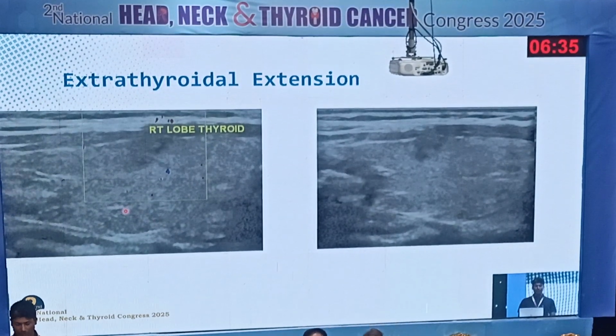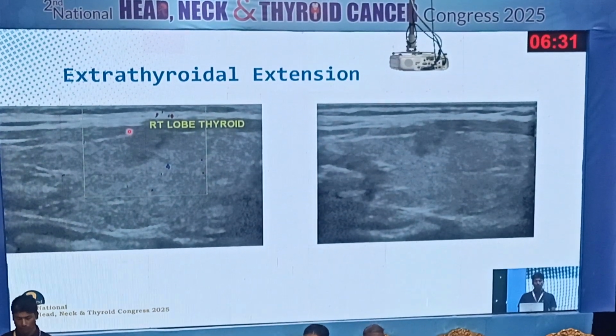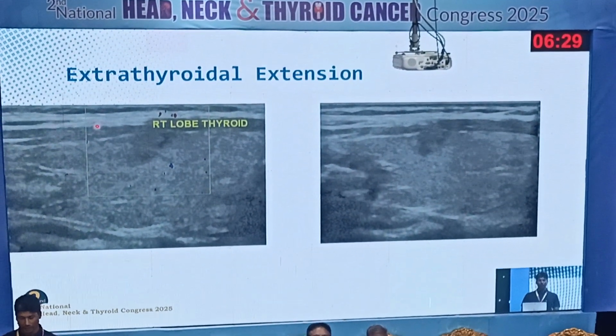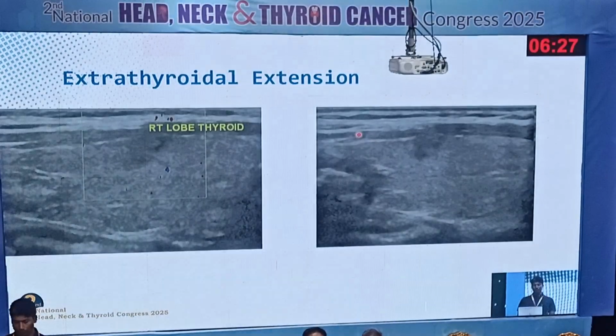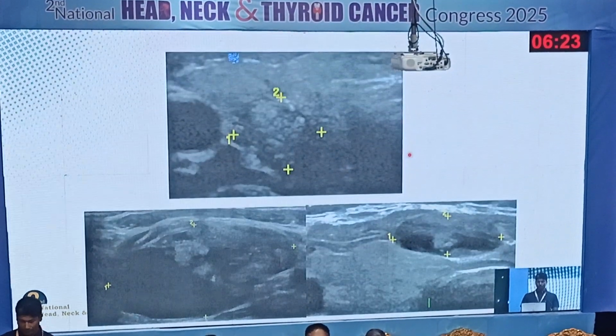And if it is extrathyroid extension: the thyroid doesn't have a true capsule, so the pseudo capsule is a bright line. If it is breached and the nodule is going outside the thyroid, that is the extrathyroid extension.